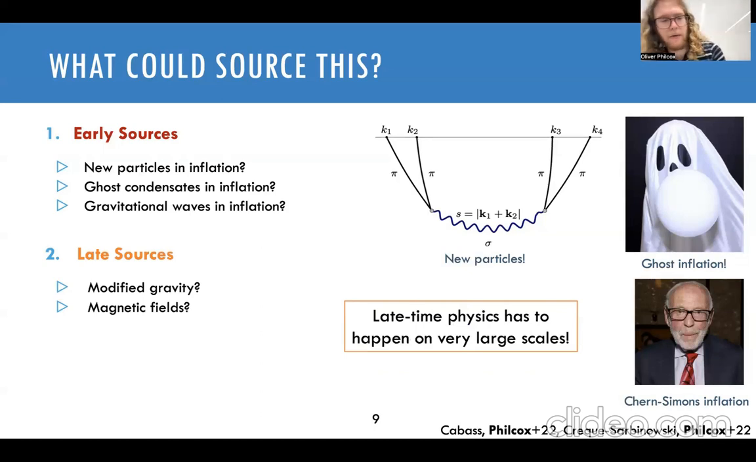Another option is late universe physics. For example, could we modify gravity? Could we add some kind of magnetic field coupling? To me, these are actually quite difficult scenarios. Generically, any model of late universe physics has to affect the galaxy distribution on ultra-large scales for it to source the sort of effects that we were seeming to detect in the BOSS data.